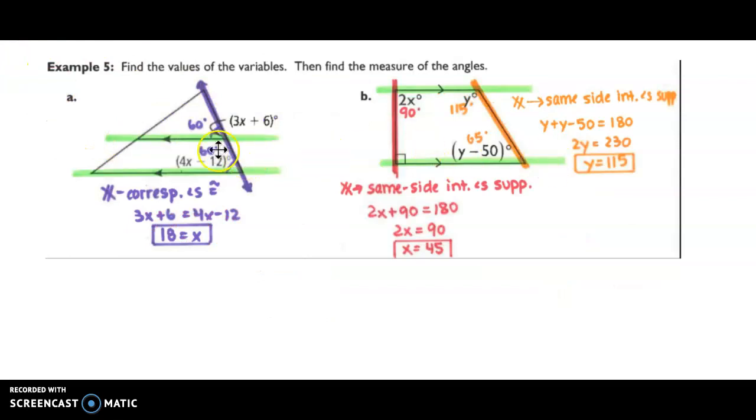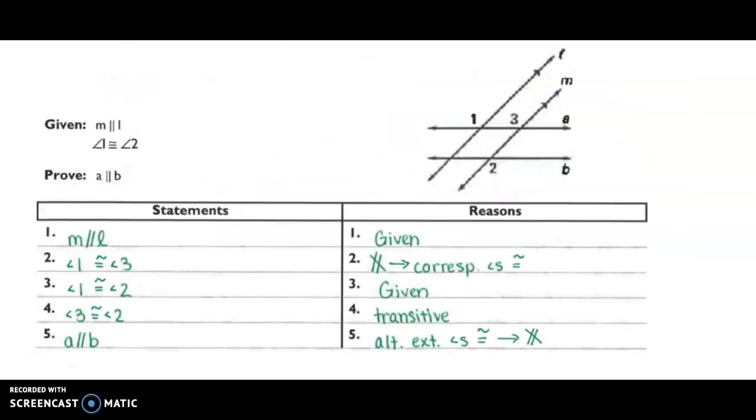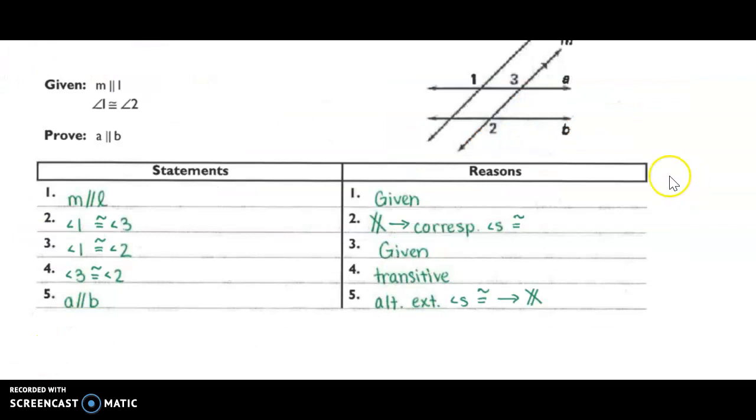Okay, so just a few more examples. Okay, like that. All right, corresponding angles here in example 5a, right? More same side interior angles here. All right, and as we go to 3.3, just wanted to highlight a couple of proofs.